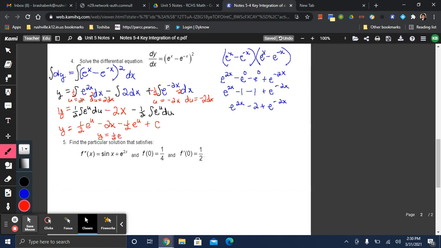Now this first u was 2x, so you have to keep track of that. e to the 2x minus 2x minus 1/2 e. The u for this part was negative 2x. So see, they're different values. And then plus c. So your final answer would be y equals 1/2 e to the 2x minus 2x minus 1/2 e to the negative 2x plus c.